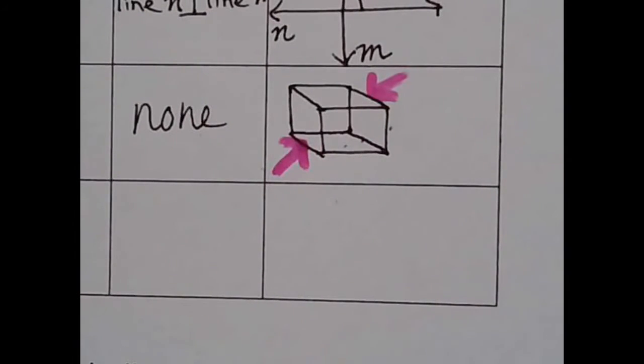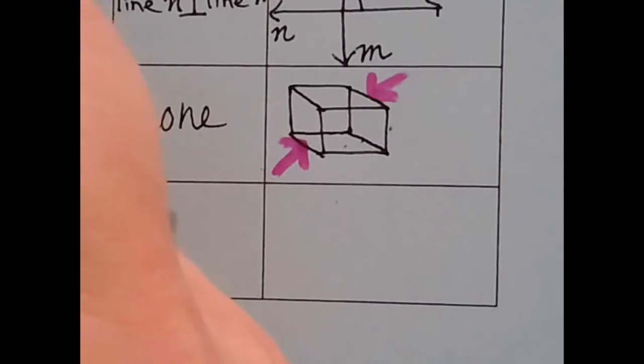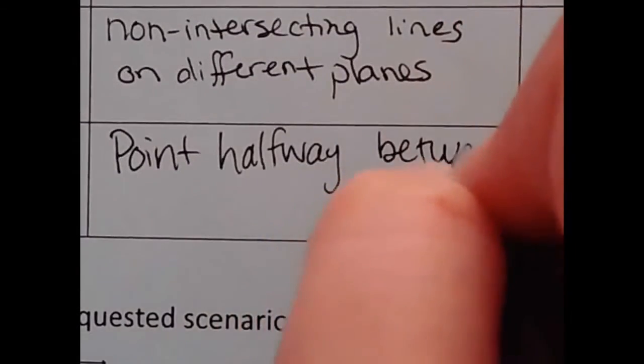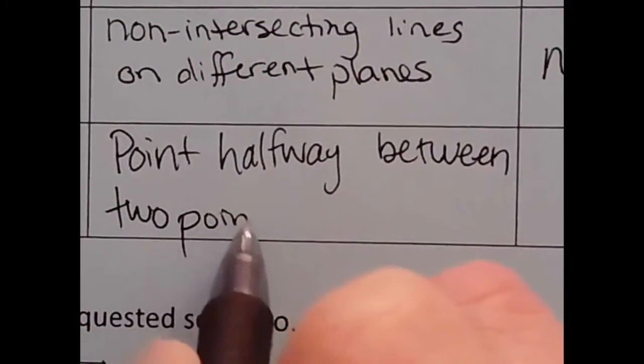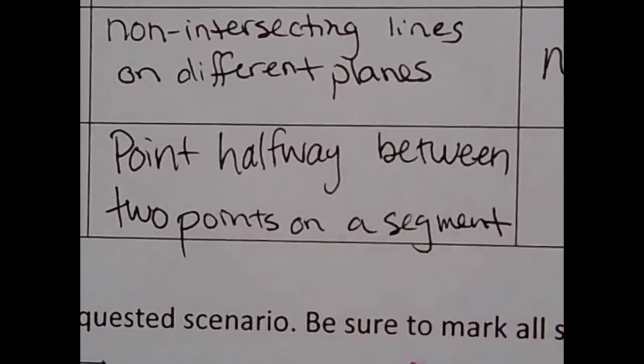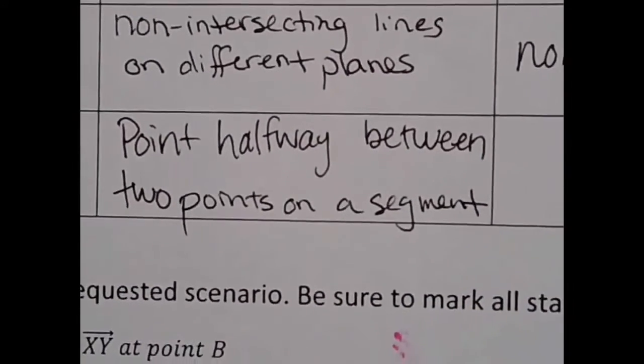Midpoint. Midpoint is a point halfway between two points on a segment. When you're ready, just draw a segment over here. It's pretty much what we just drew above. This is midpoint.